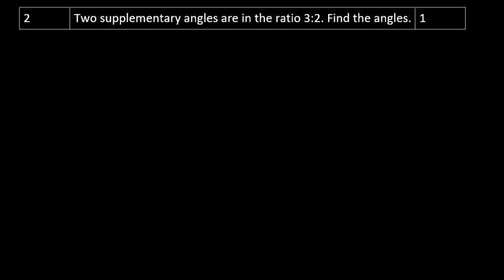Next problem is, two supplementary angles are in the ratio 3:2. Find the angles. So here in this problem, two supplementary angles are in ratio 3:2. So here I will say that let the two angles are 3x and 2x. Okay, there are two methods.